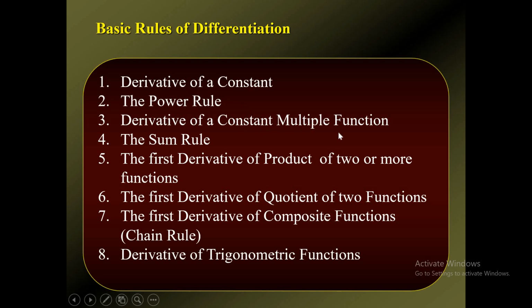Derivative of a constant multiple function. I'm going to isolate the constant and then take the derivative of the function, as in number 1 and 2. So number 3 is a combination of 1 and 2.